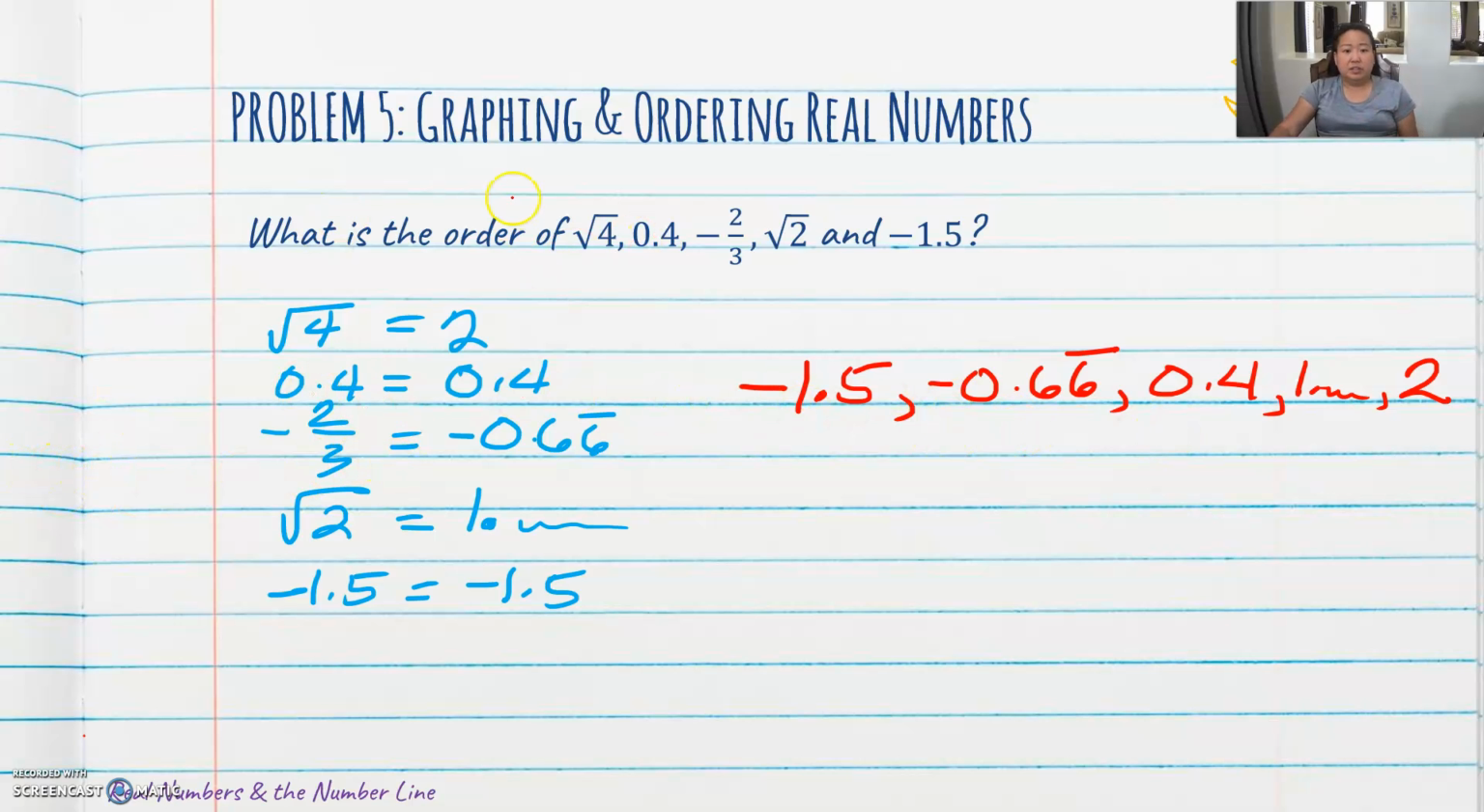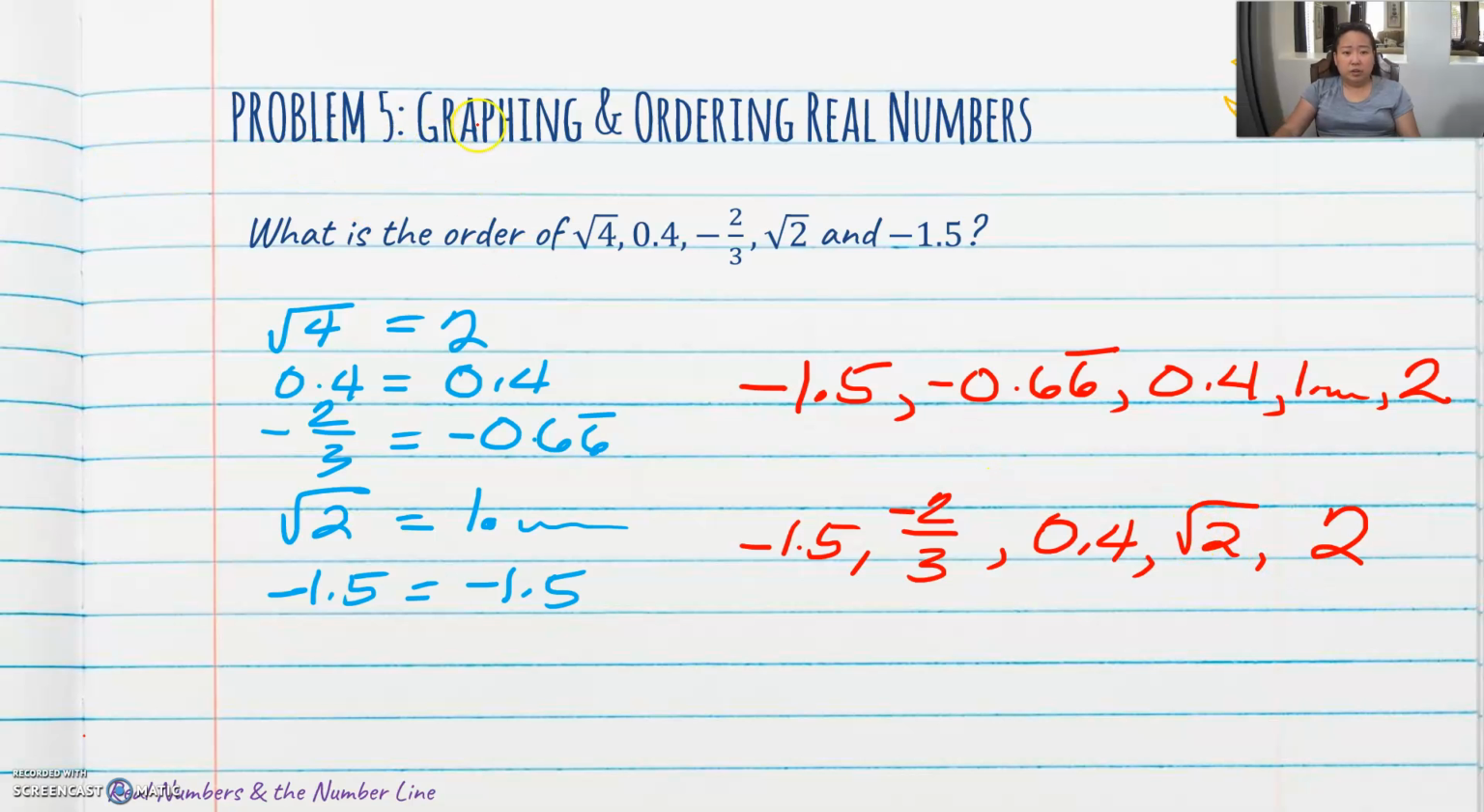Yes, but since our given numbers are in this form, we have to write these values in their original form. So, negative 1.5 is, well, negative 1.5. The negative 0.66 is the negative 2/3. 0.4, well, it is given as 0.4. 1 point something is our square root of 2. And then we have the number 2.